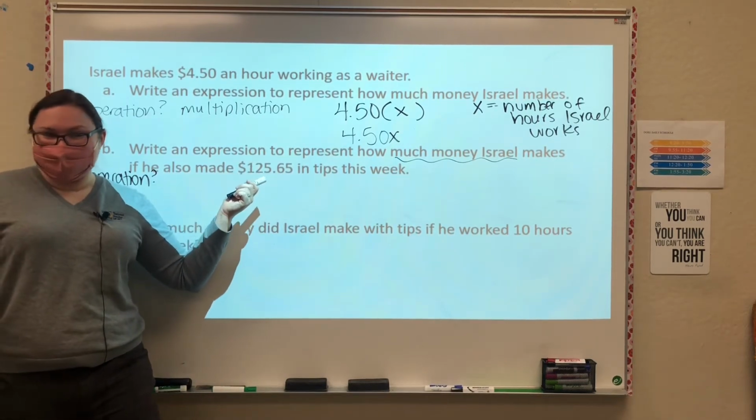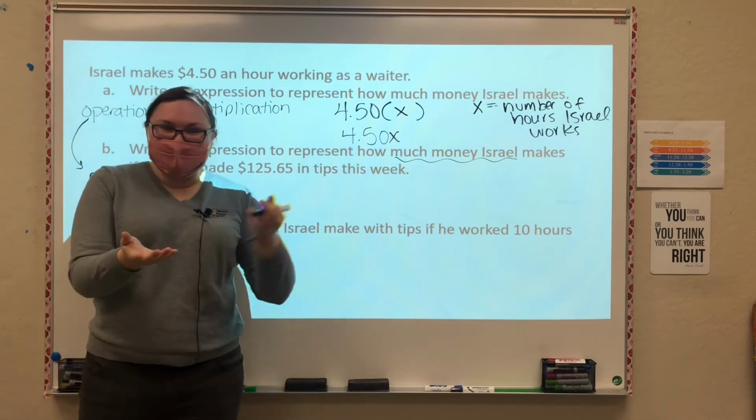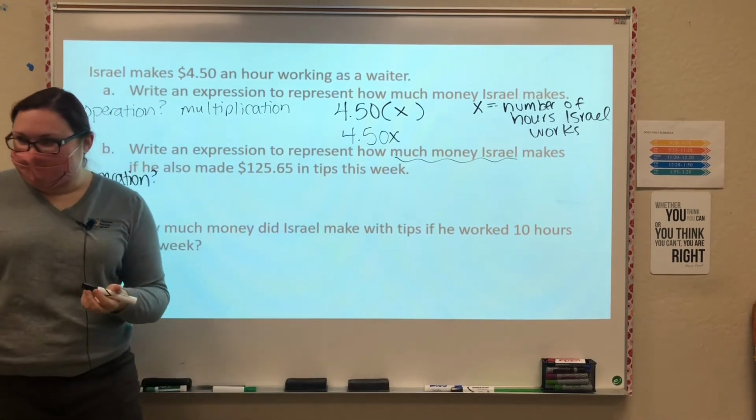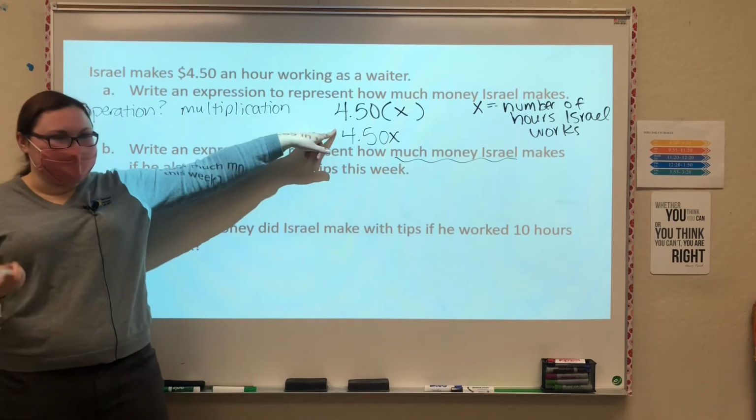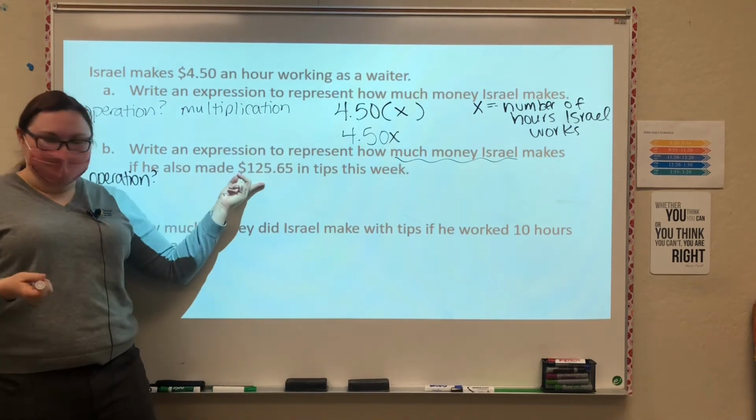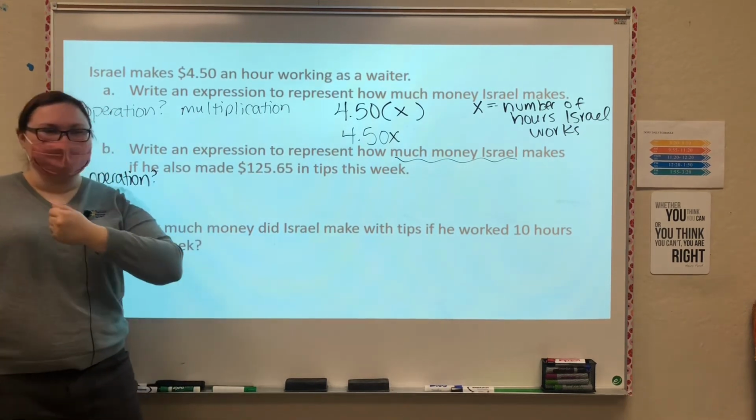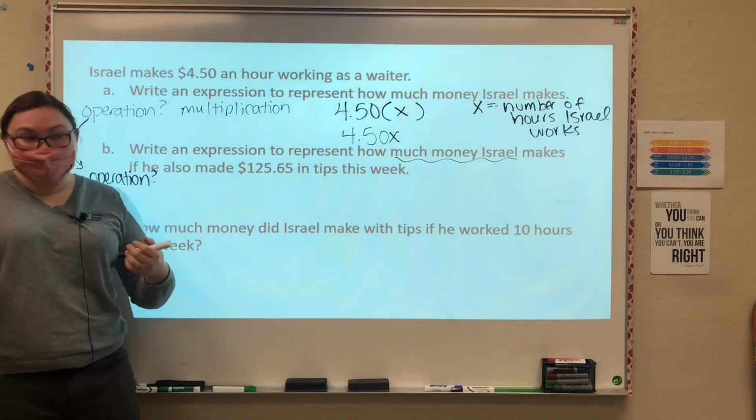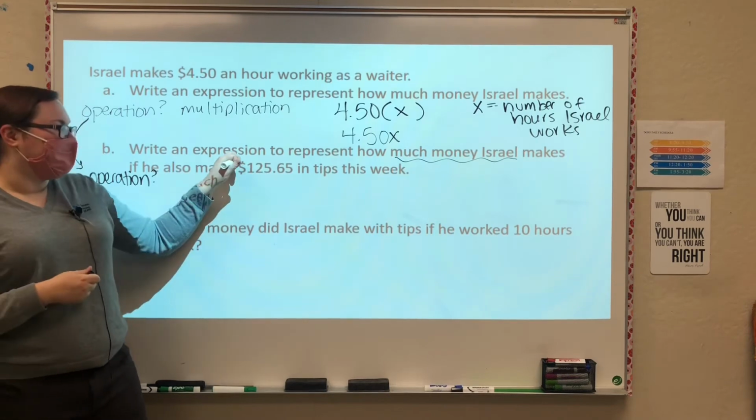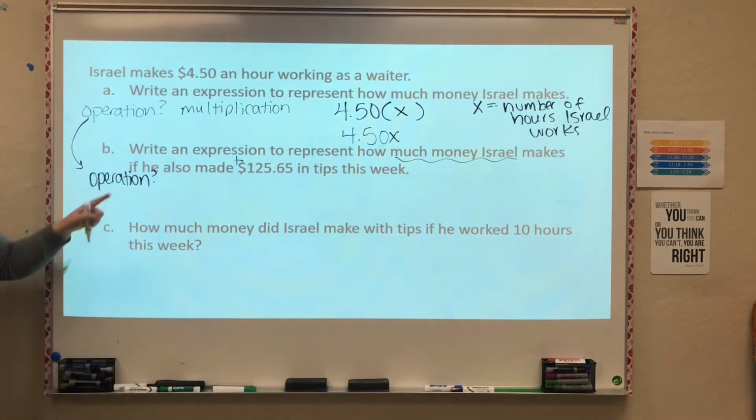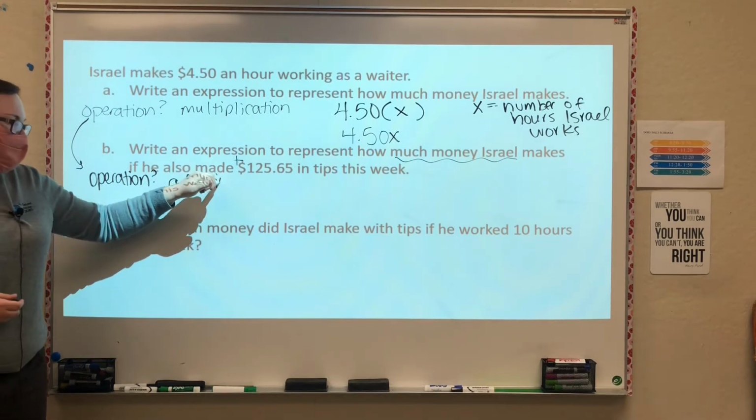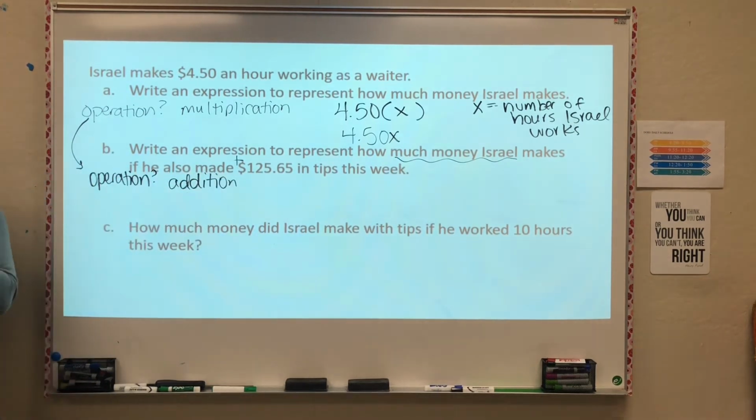You said plus. If you're getting this much in tips, you want to add it to how much money you're making. This is how much money you're making every hour. These are your tips. You've got to add in those tips to figure out how much total money. I kept using that word total as a clue. To find the total money you're making, we need to add in the tips. That operation is addition.